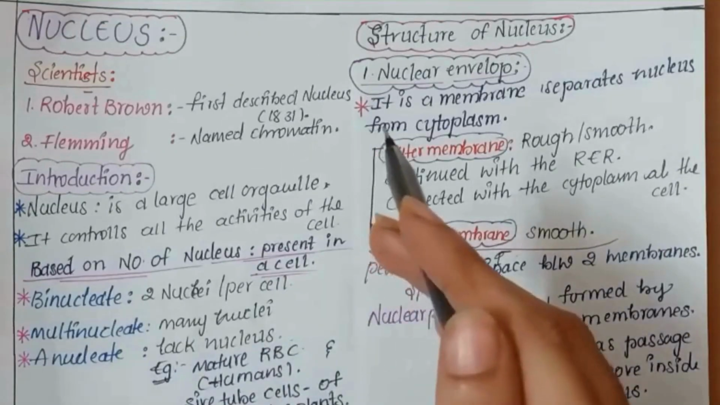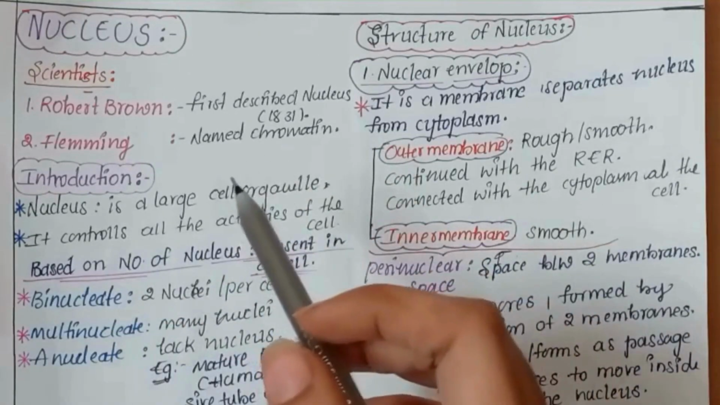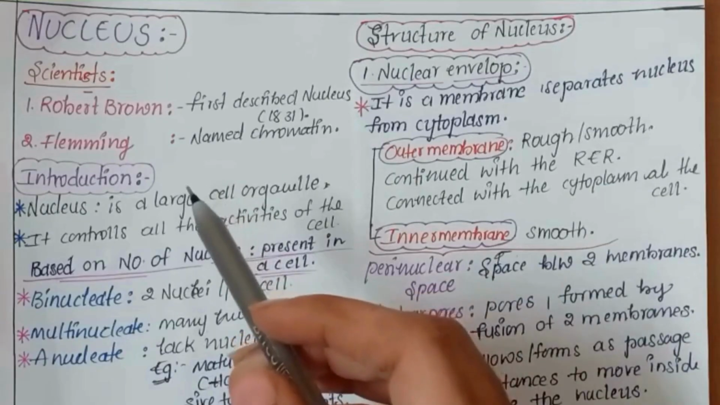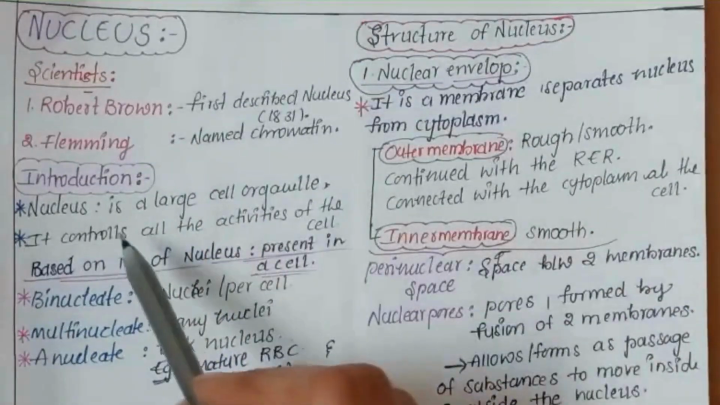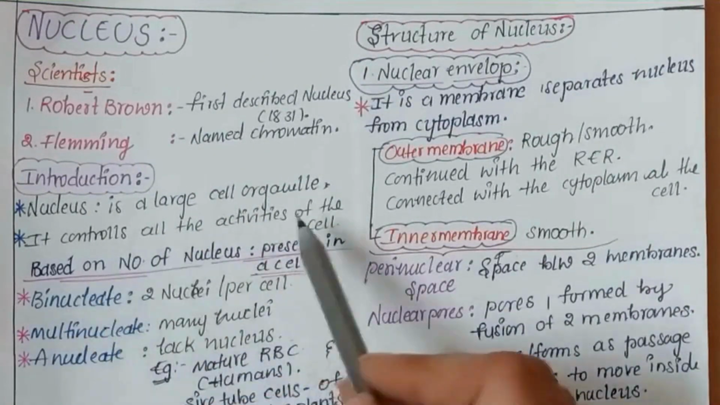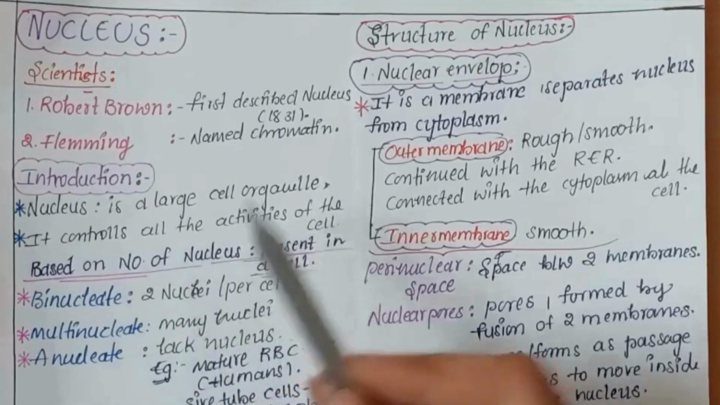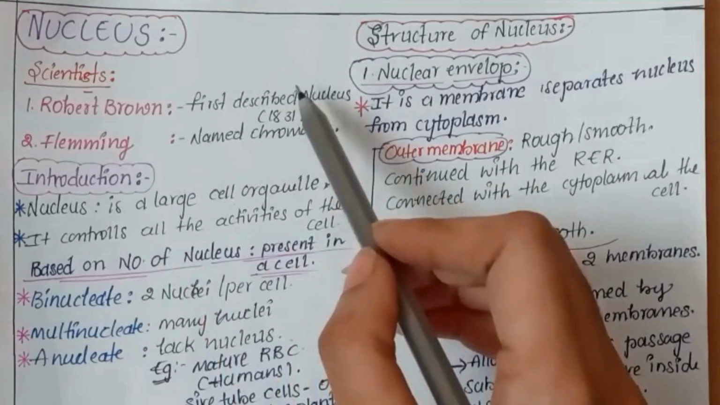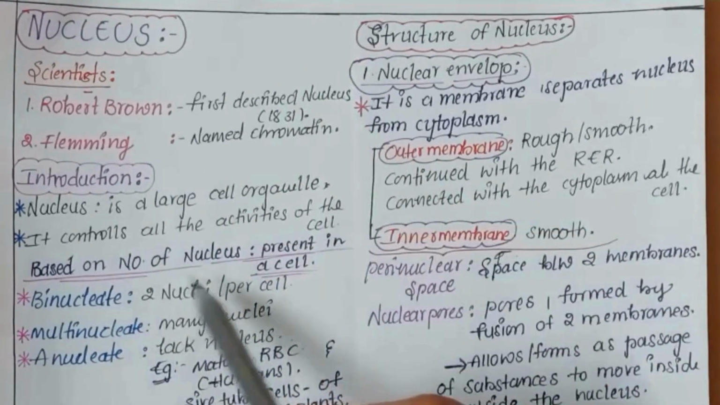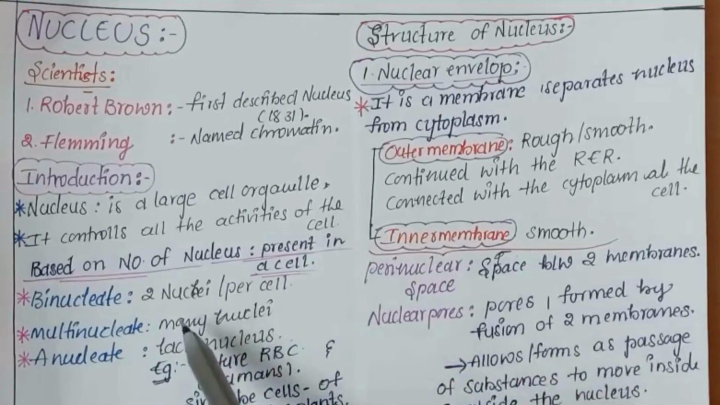As we already discussed various cell organelles of the eukaryotic cell, its structure and function in detail, here we are going to cover the nucleus, which is the largest cell organelle and controls all the activities of the cell. It was first described by scientist Robert Brown in the year 1831, and based on the number of nuclei present in a cell, if the cell contains two nuclei, then it is known as a binucleate cell, as in the case of paramecium.